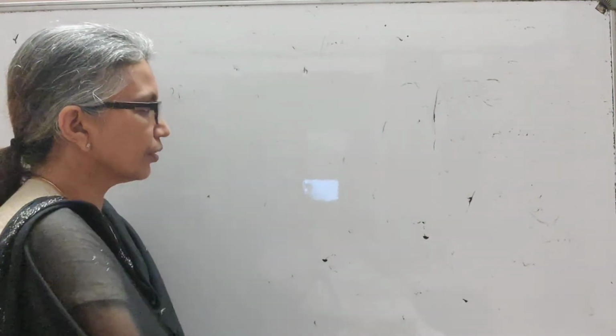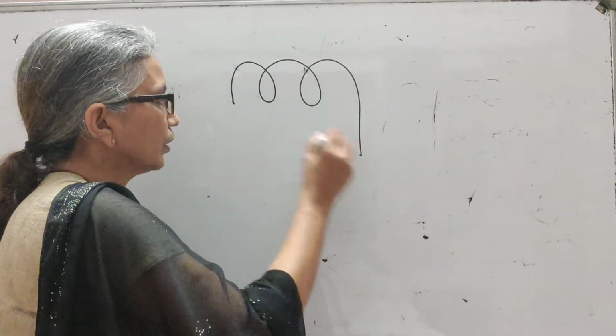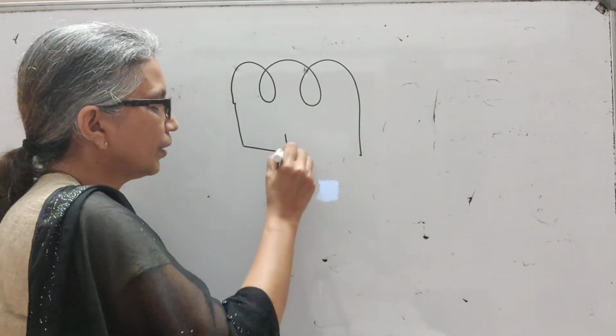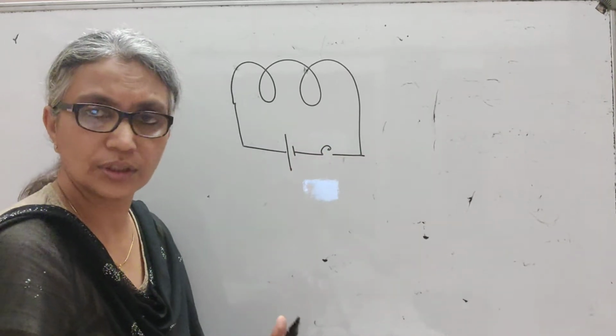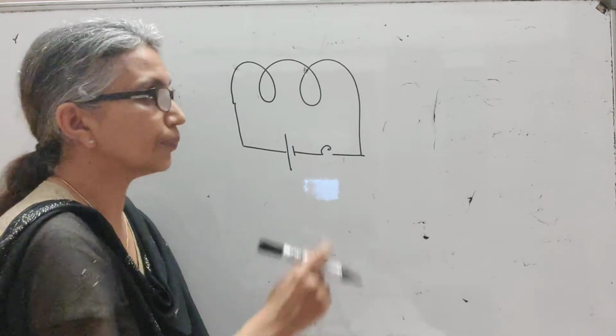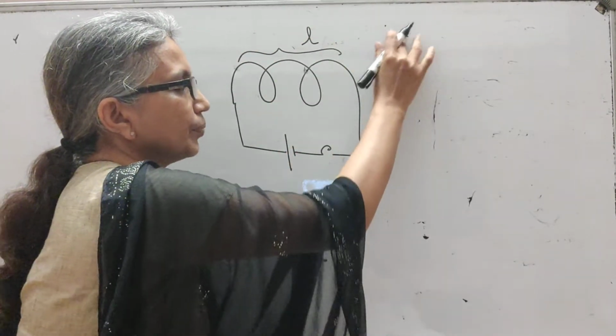So we now have a coil here connected to a battery with a key. I told you can also have a source of AC. Only thing is we need current that is changing here. Let the length of the coil be L, the inductor be L.